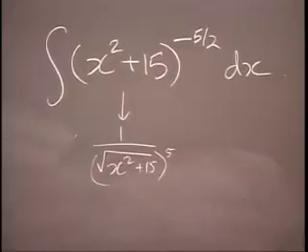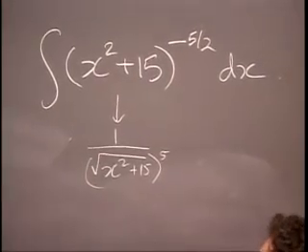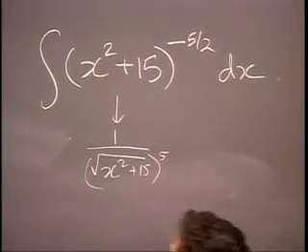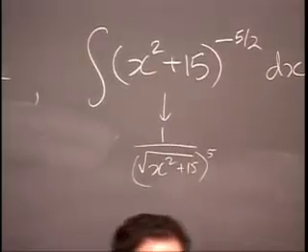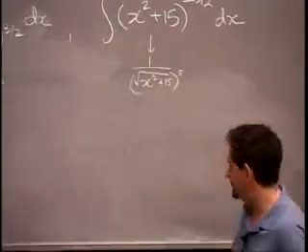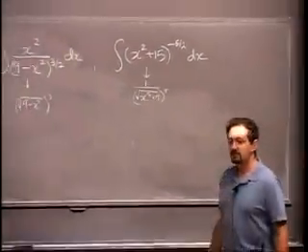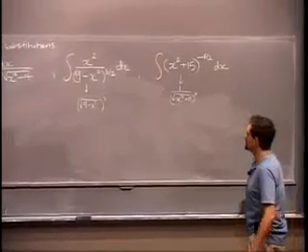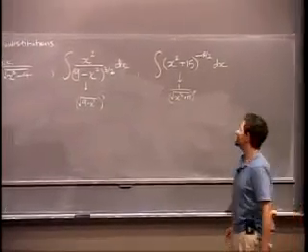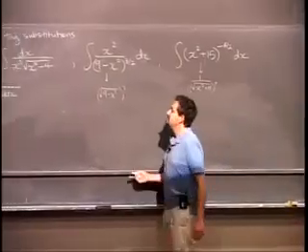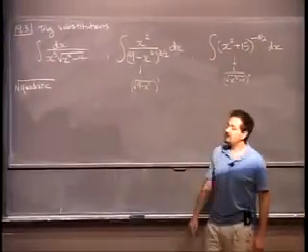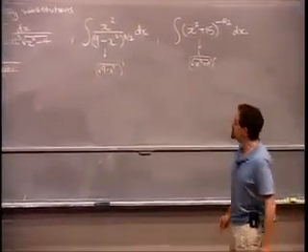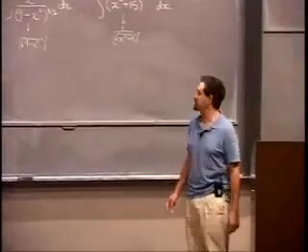So you should be on the lookout for square roots of quadratics, or quadratics to the 3 halves, 5 halves, 7 halves, 9 halves, etc. Why not 2 halves? Well, that's just 1. It's not a square root. So it's got to be an odd multiple of a half to be a square root. Okay, so if you have a square root of a quadratic, you probably need a trig substitution.